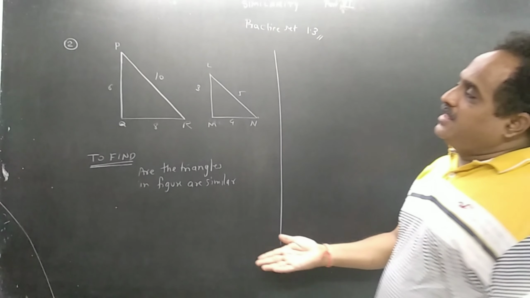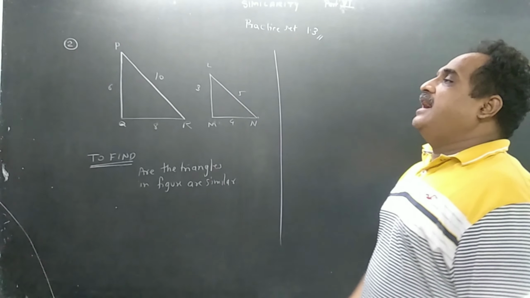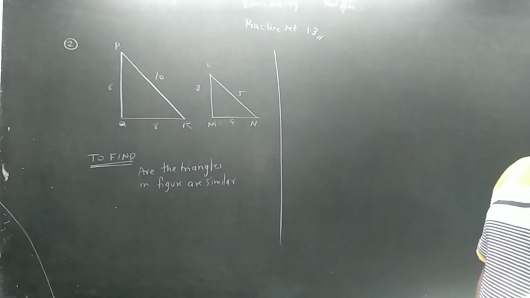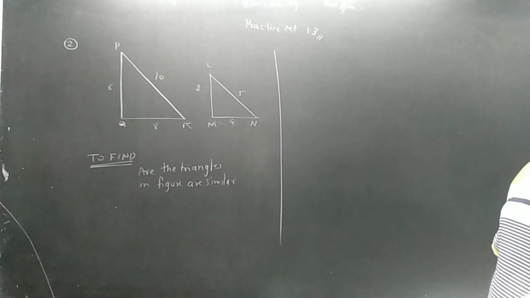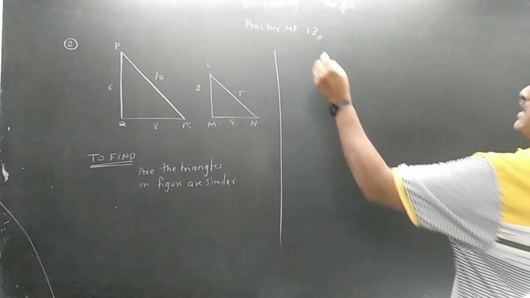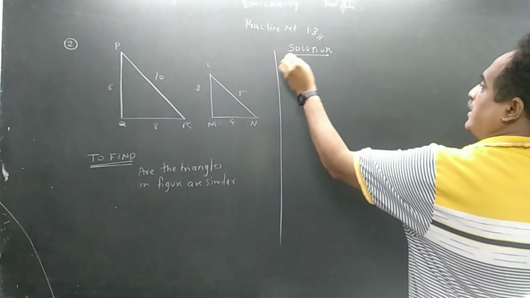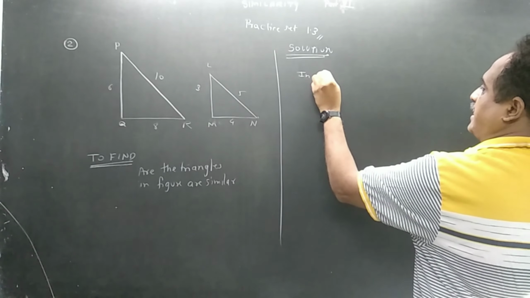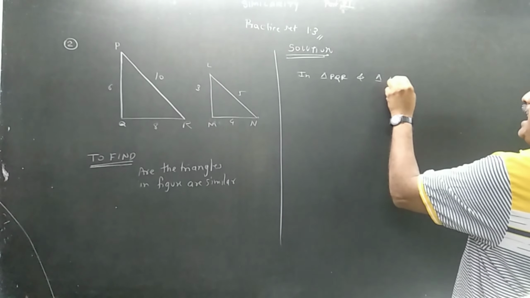So see, I told you about the bada bhai, chota bhai. Now when the values of all the sides are given, we'll find out the ratios, and if the ratios of the three sides are the same, then we can easily find out whether these two triangles are similar or not. So, solution: we'll take triangle PQR and triangle LMN.